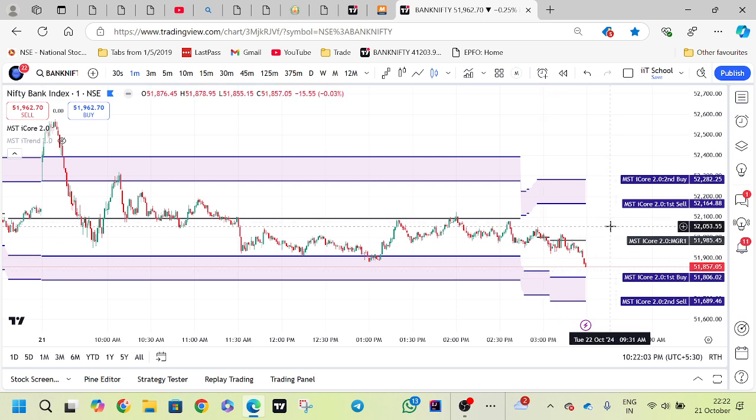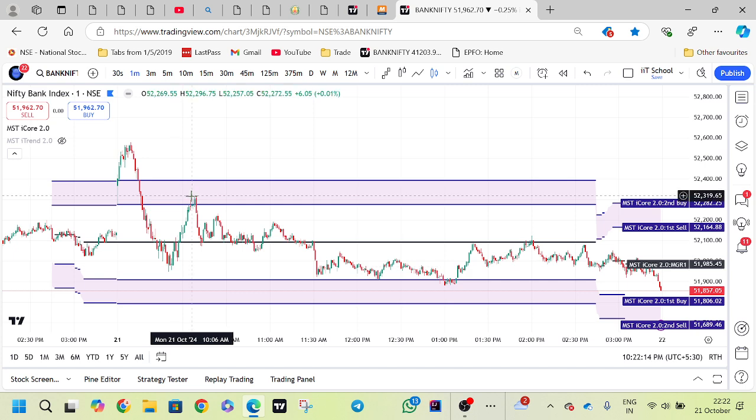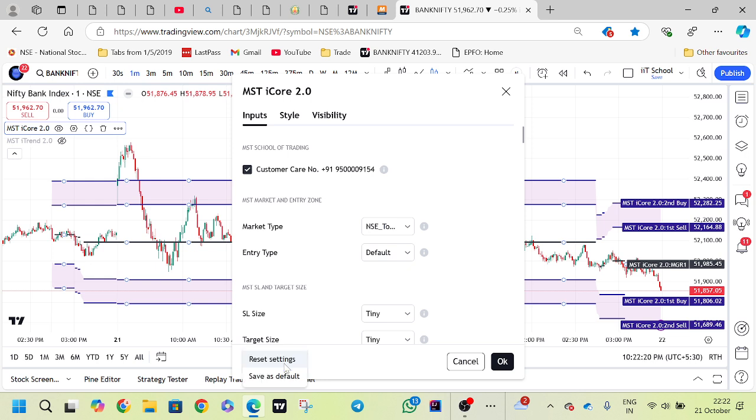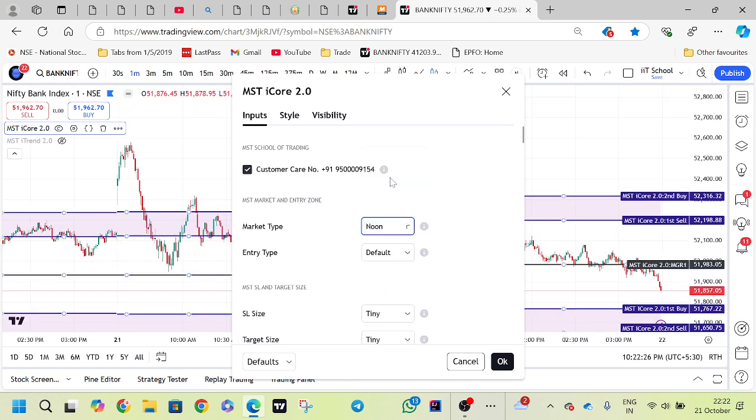We should be ready with the strike prices. Whichever gets activated, that side we will be trading. The opposite side we will ignore. As per yesterday's calculation, today's result was awesome. We have made very good profit. And suppose you are not able to trade in the morning session, if you are going to office or stuck in other work, then you can do the noon market trade.